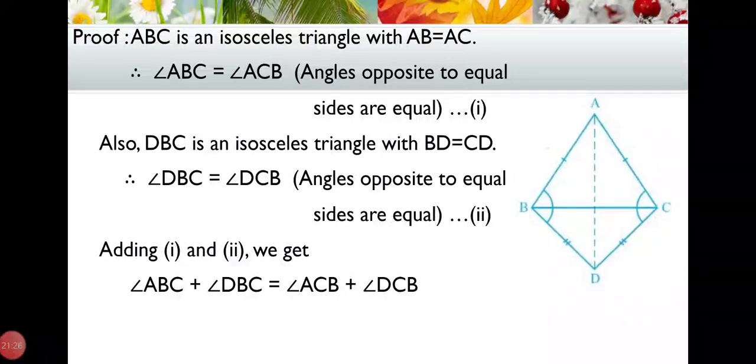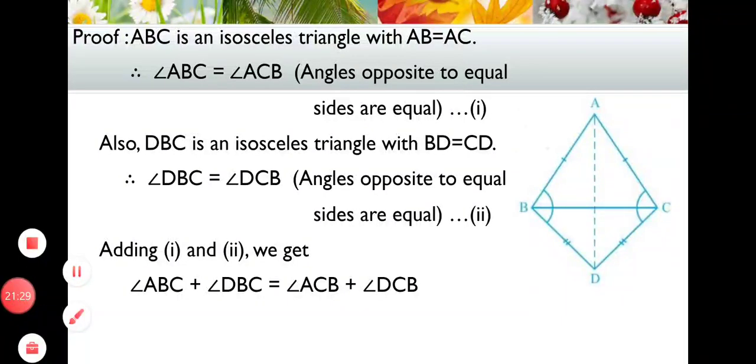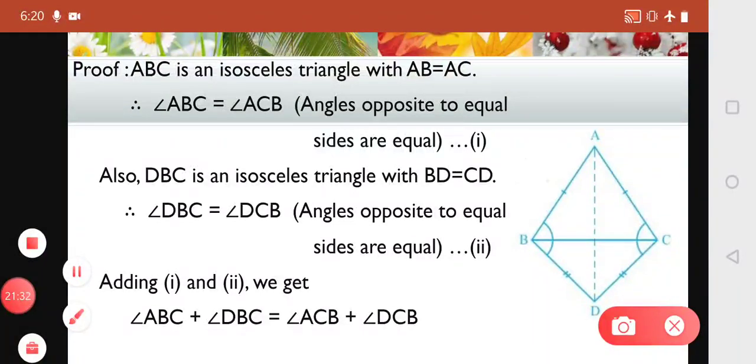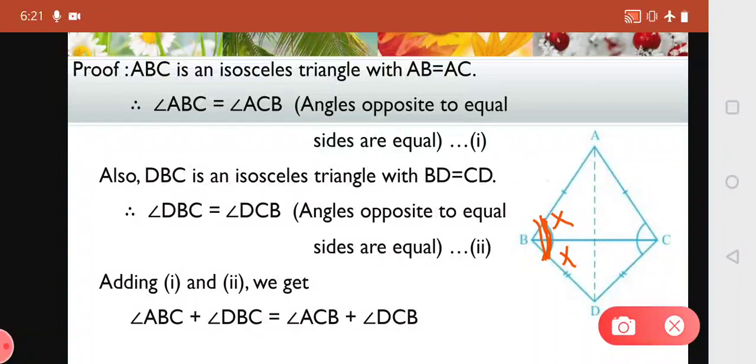Now let's see in the figure what we get when we add angle ABC with angle DBC, and when we add angle ACB with DCB. When we add angle ABC and angle DBC, we get this whole angle ABD. Similarly, when we add angle ACB and this angle DCB, we get this whole angle ACD.